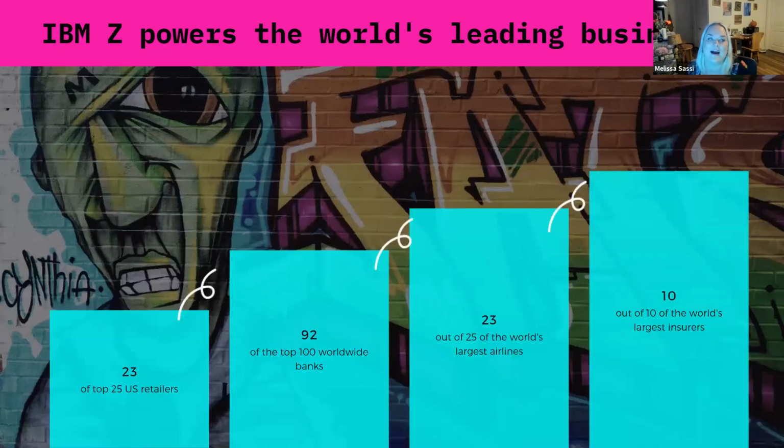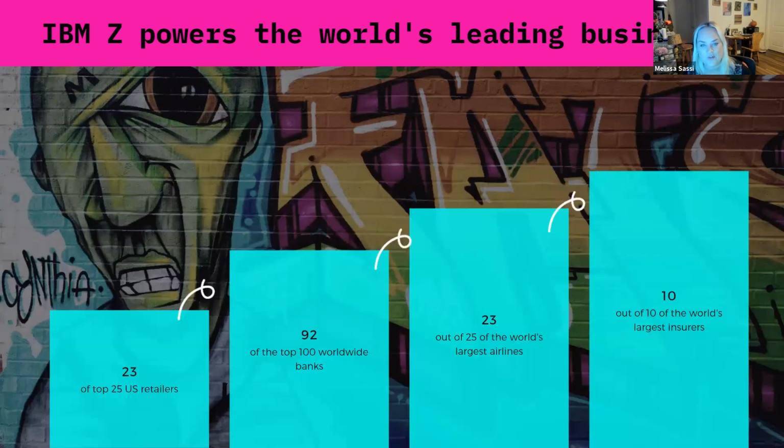What I'm here to tell you is that IBM Z powers the world's leading businesses. So let's look at these stats. 23 of the top 25 US retailers are running on IBM Z. 92 of the top 100 worldwide banks are running on IBM Z. 23 out of 25 of the world's largest airlines are also running on IBM Z. And 10 out of 10 of the world's largest insurers are running on IBM Z. So what that means is their back-end infrastructure is running on IBM Z.